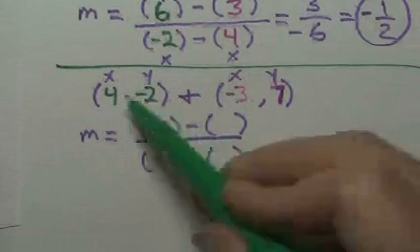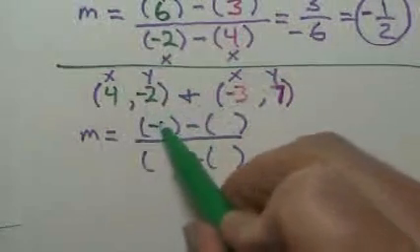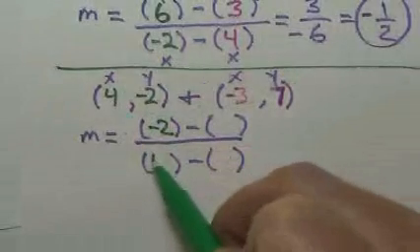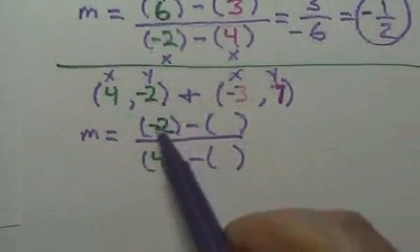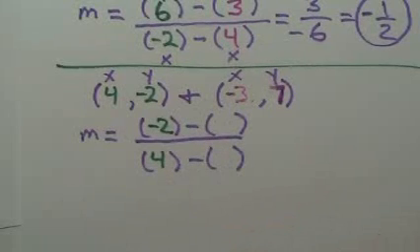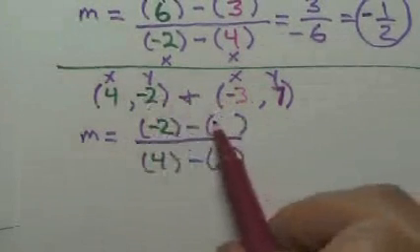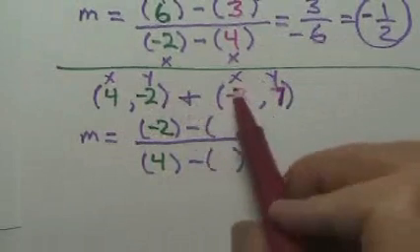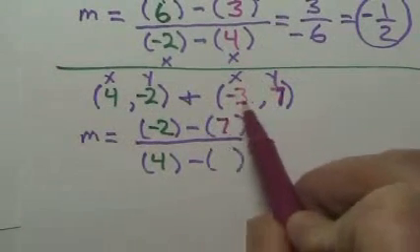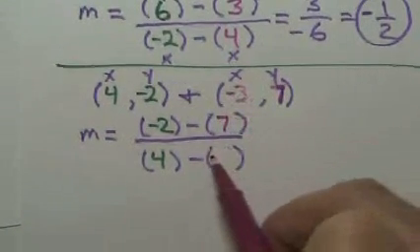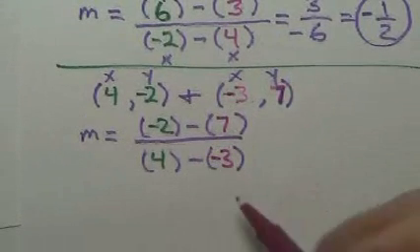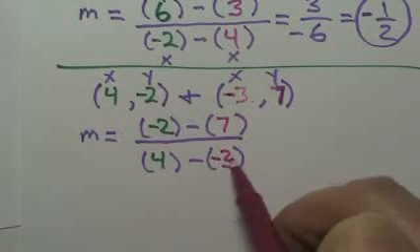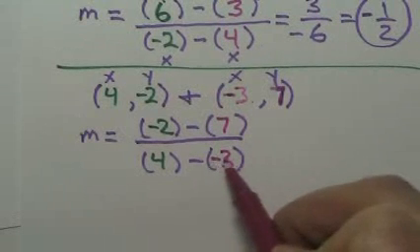Let's start with this first point here. Negative 2, that's the y. 4, that's the x. Remember, it's y minus y. So that's going to be 7. And then on the bottom, negative 3 for the x. Don't forget, that's negative, so you need to put a negative in there. Even though there's already a minus, you need to put that negative 3. That's where many students make an error.